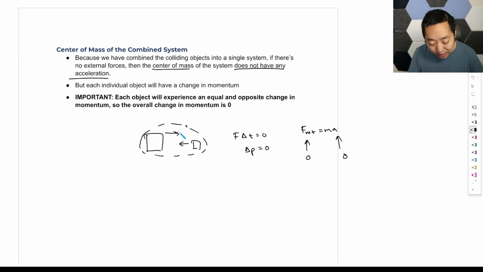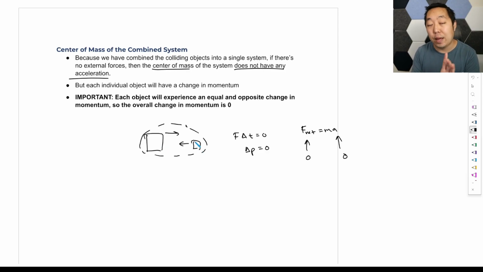This is the key thing. In this collision, we define this system. The center of mass of the system has no change in its momentum. That is, the velocity of the center of mass is not going to change. However, individually, the two blocks are going to have a change in momentum. And we'll go through an example to illustrate this. But this is a really, really, really key point.